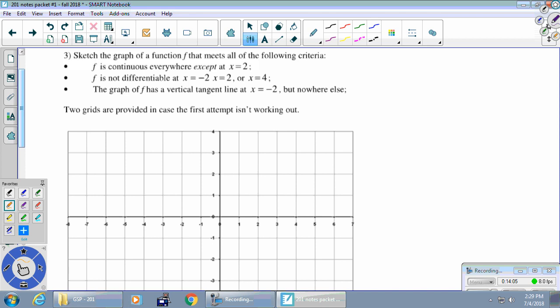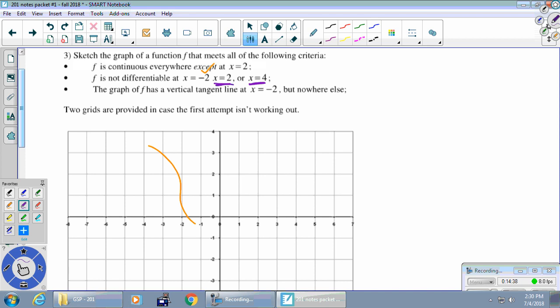At x equals -2, we need a vertical tangent line. So I'll just put like a, sorry, that is not what I meant to do. So we're graphing f here. Okay, so we need a vertical tangent line at x equals -2, but nowhere else. So maybe something like this, vertical at x equals -2, and then coming out. And it needs to be not differentiable at -2. Okay, that's already taken care of because it's a vertical tangent line. But I also want it to be not differentiable at x equals 4 and at x equals 2.